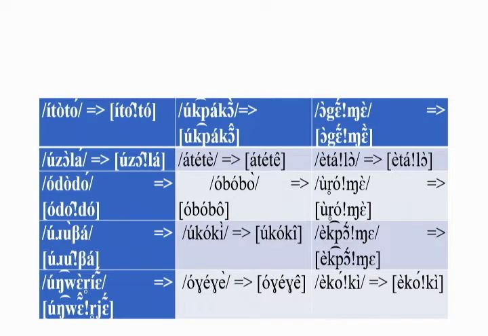Then you have Upako, Atete, Obobo, Ukoki, Ogege.